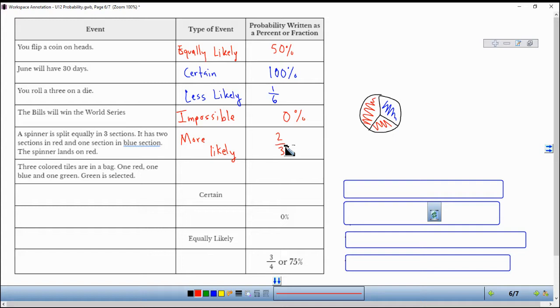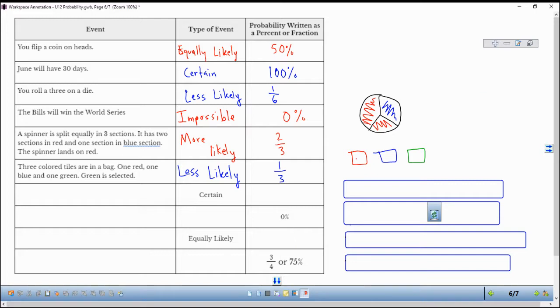Okay. 3 colored tiles are in a bag: 1 red, 1 blue, 1 green. Green is selected. So you have 3 tiles, red, blue, and green. What is the probability that green is selected? Well, you're more likely to pick either a red or a blue because there's only 1 green out of 3. So we'll say that this event is less likely to happen. Less likely. And what would be the fraction for that? There's only 1 green out of 3 possible tiles.